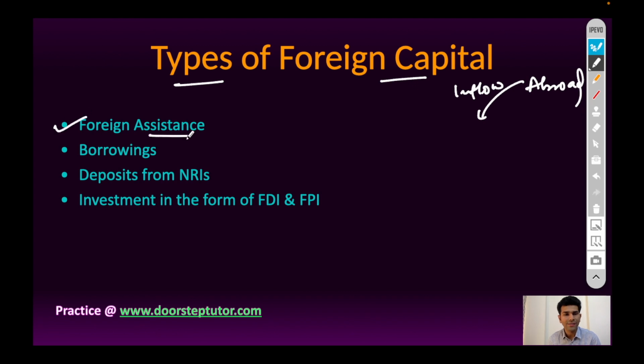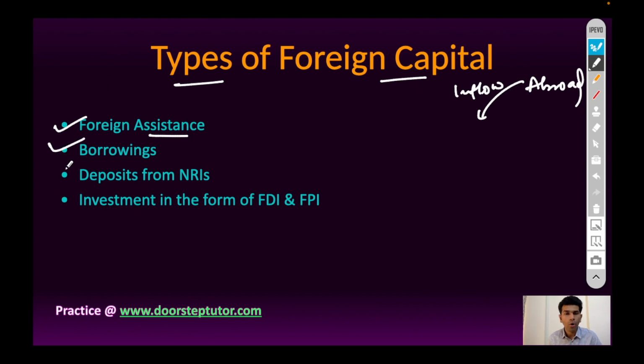First point, foreign assistance. Assistance means help. It is one-sided transfer. For example, if a grant is received from a foreign country government, it is called bilateral assistance. If a grant is received from an international institution, for example, World Bank, it is called multilateral assistance. If a donation is received for a specific purpose from abroad, it is called tied assistance. And a donation received for a non-specific purpose, which can be used anywhere, is called untied assistance. So foreign assistance can be bilateral assistance, multilateral aid, tied aid, or untied aid.